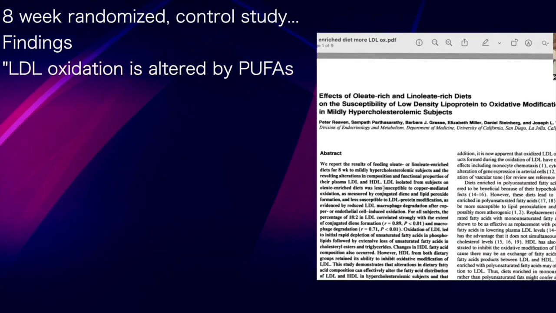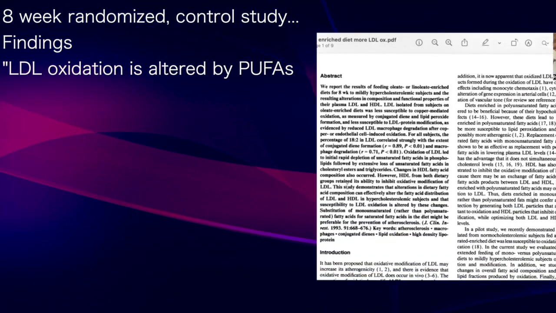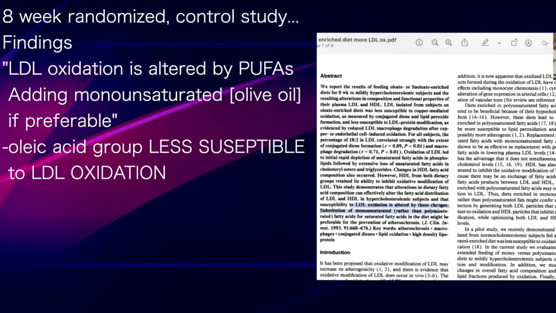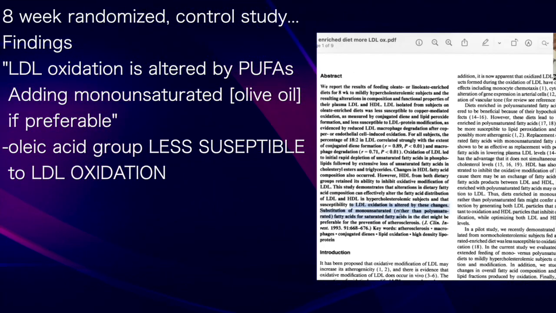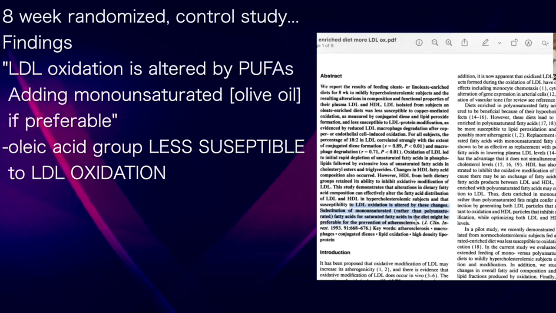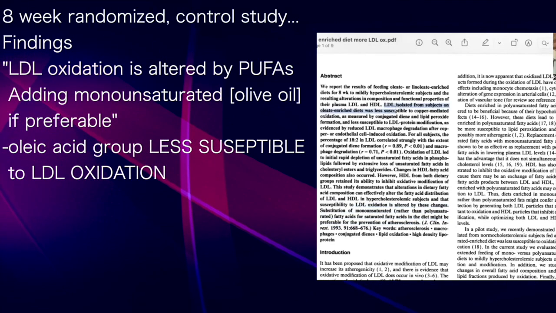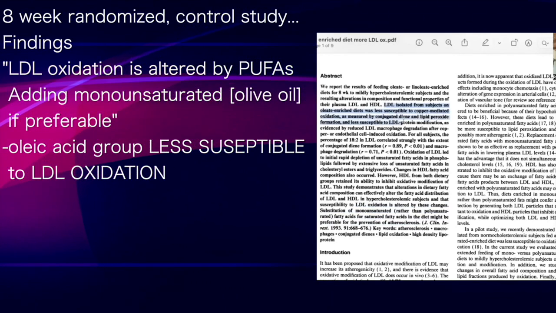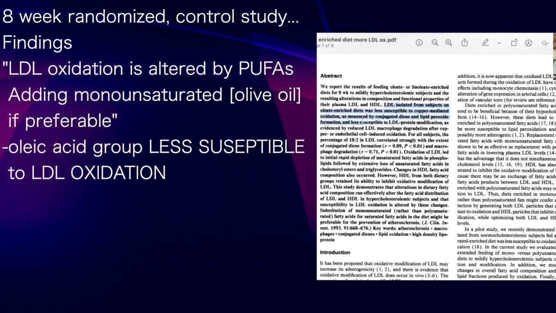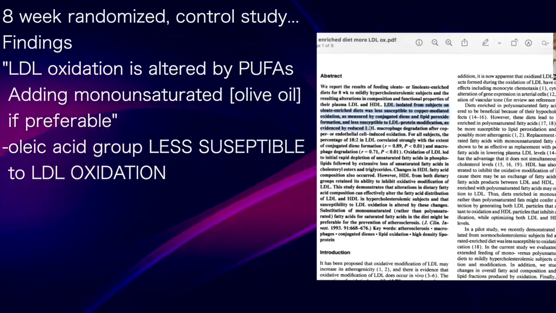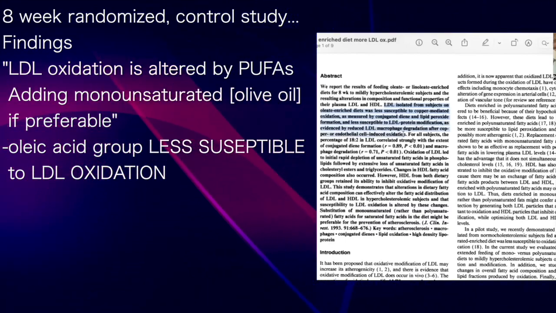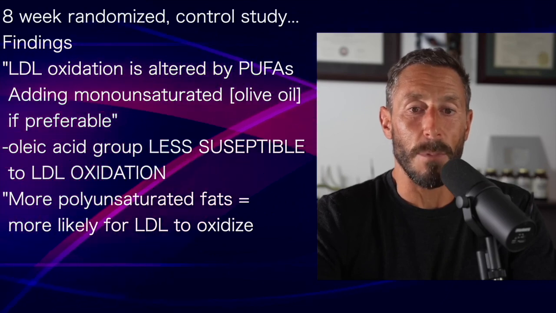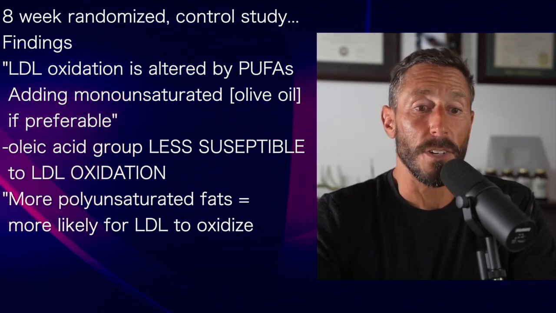And imagine this. So this was an 8-week diet, and what they found is noted here, that LDL oxidation is altered by adding polyunsaturated fats. Substitution of monounsaturated rather than polyunsaturated fats for saturated fats in the diet might be preferable for the prevention of atherosclerosis, meaning that, as you see here, LDL isolated from subjects on the oleic acid diet was less susceptible to copper-mediated oxidation as measured by conjugated dienes and lipid peroxidation formation, and less susceptible to LDL protein modification as evidenced by reduced LDL macrophage degradation after copper or endothelial cell oxidation. When you give people more polyunsaturated fats, their LDL is more likely to be oxidized, both in vitro and in vivo models.